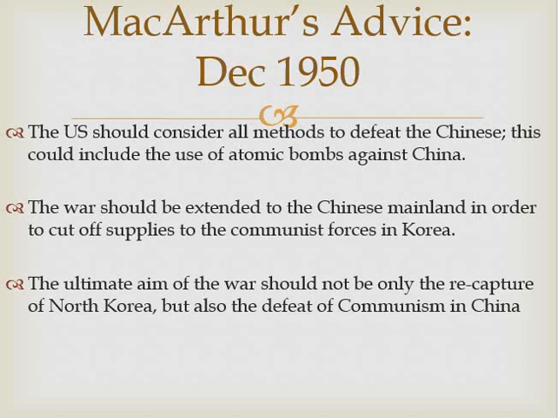bomb. Finally, MacArthur's advice in December 1950 was that the US should consider all methods to defeat the Chinese, which could include the use of the atom bomb against China, even though allies were totally against it. The war should be extended to the Chinese mainland in order to cut off the supply of the communist forces in Korea. The ultimate aim of the war should not be only the recapture of North Korea but also the defeat of communists in China, and, you know, set up an example.